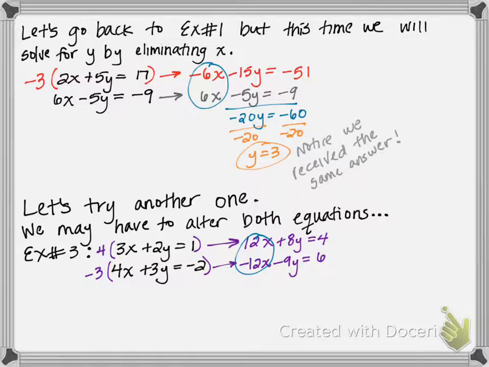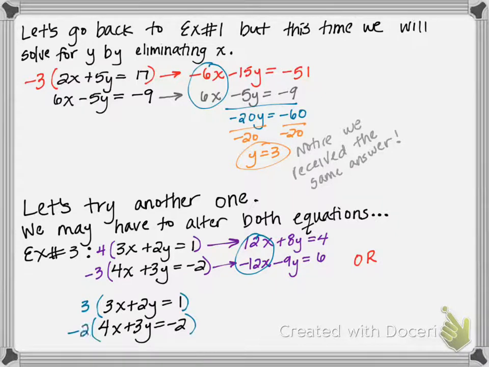Now, I'm not going to actually finish this problem because I want to talk about what the other option would have been. So instead, I could have tried getting rid of y first. I would use the numbers in front of y, but switch them. So on the top I'm using 3 and the bottom I'm using 2. And I had to make one of them negative. I just chose for it to be the bottom one, but it could have been either one.